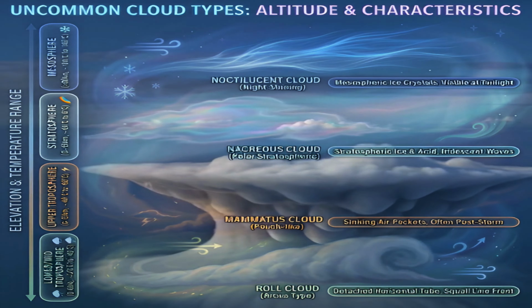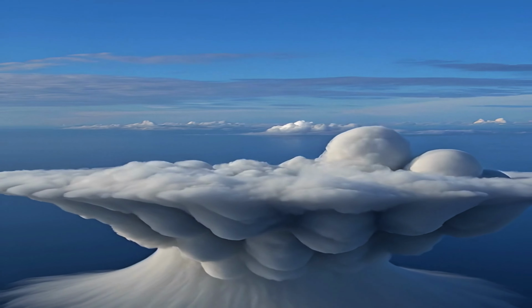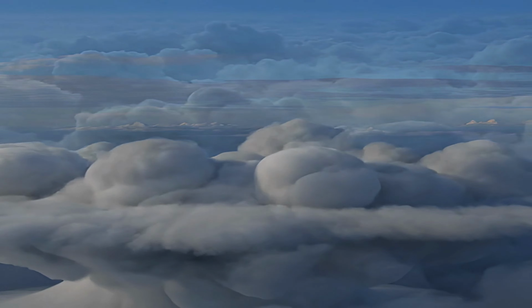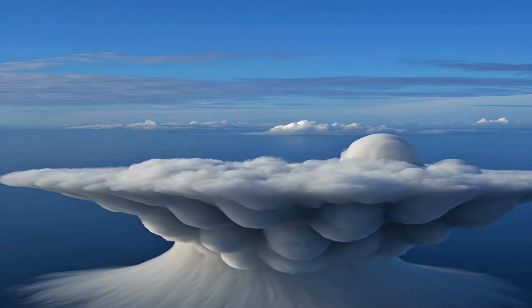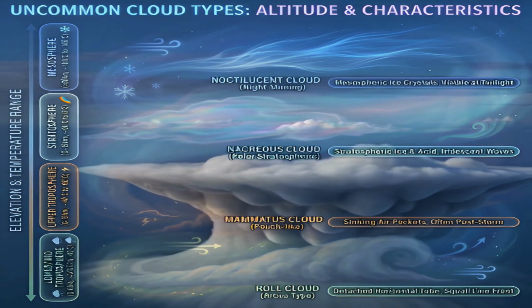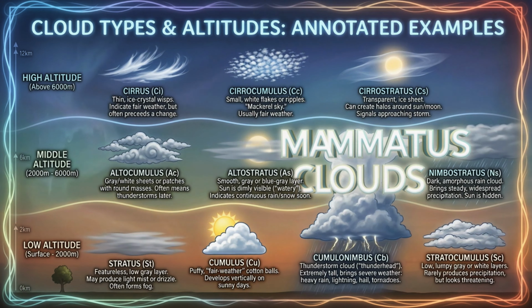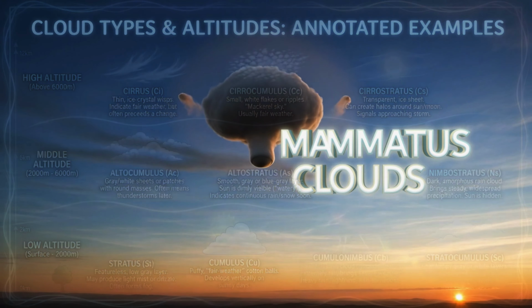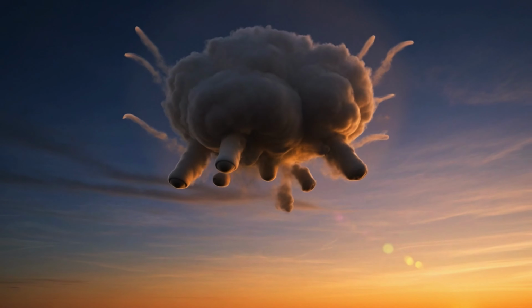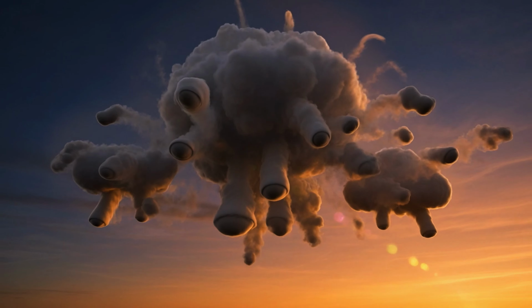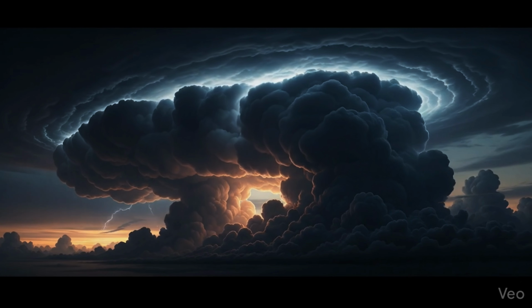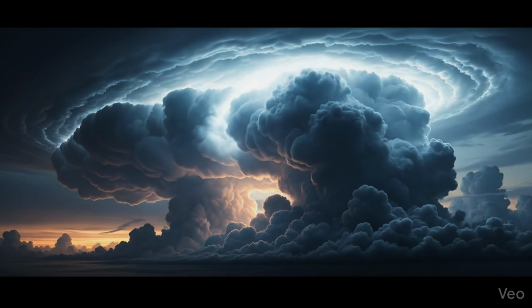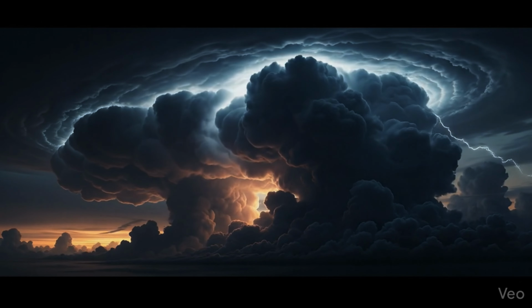Mammatus. Pouches, bubbles, udders. The names are strange because the form is strange. It looks like a lumpy quilt, low gray layers with bumpy undersides that cover huge chunks of sky. Indicating severe turbulence. As the chart fades, we see these clouds in their full dramatic form. Their pouch-like shapes create a mesmerizing and ominous sky. Mammatus clouds hang beneath the anvil of a dying thunderstorm, looking as though the sky itself is melting downward.